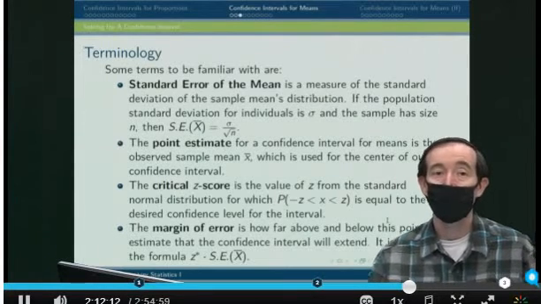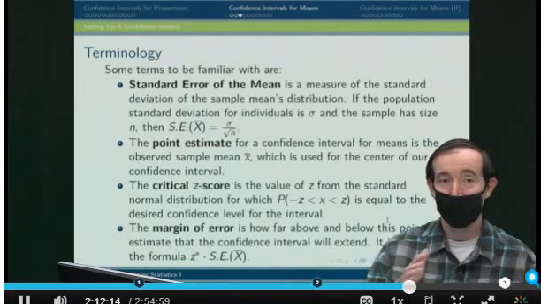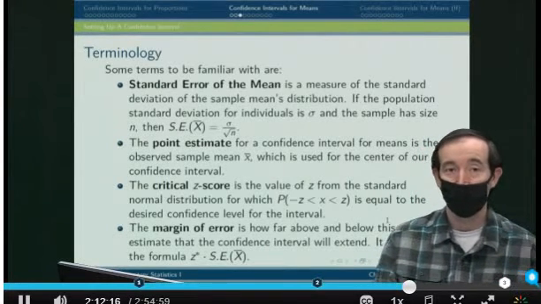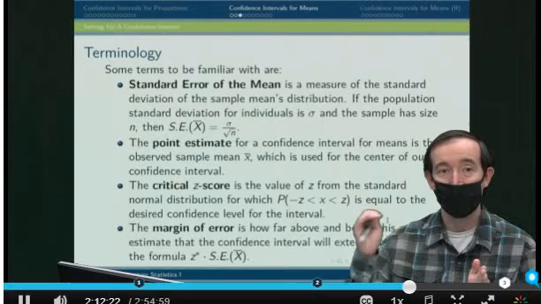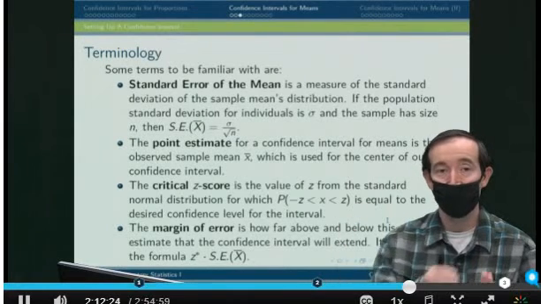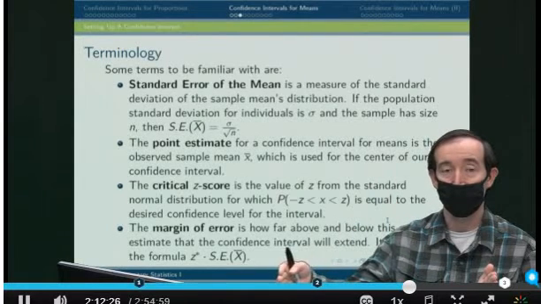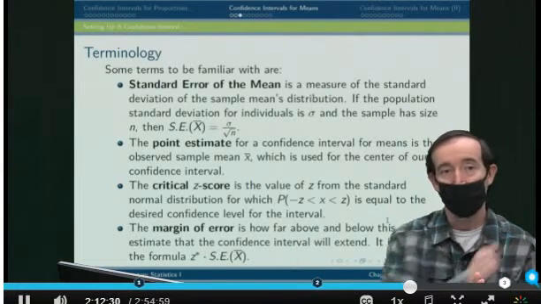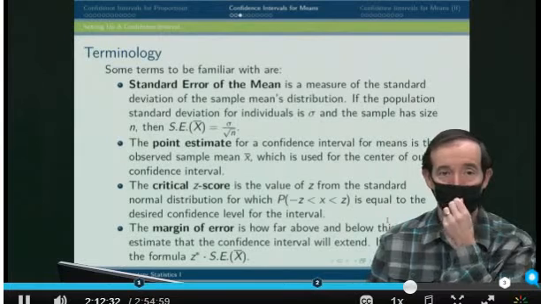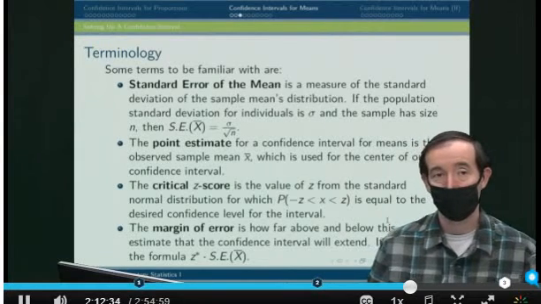The key idea to remember here is the process is the same, even though some of the formulas are slightly different. You're always taking whatever you saw in the sample as your midpoint. You're taking your critical score times the standard error to get the margin of error, and you just add that margin of error to the midpoint to get the upper limit. Subtract that margin of error from the midpoint to get your lower limit. And that will be the confidence interval itself.